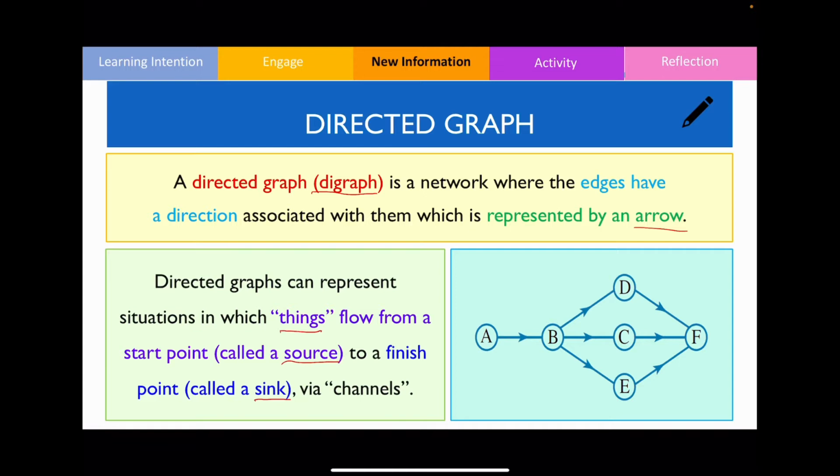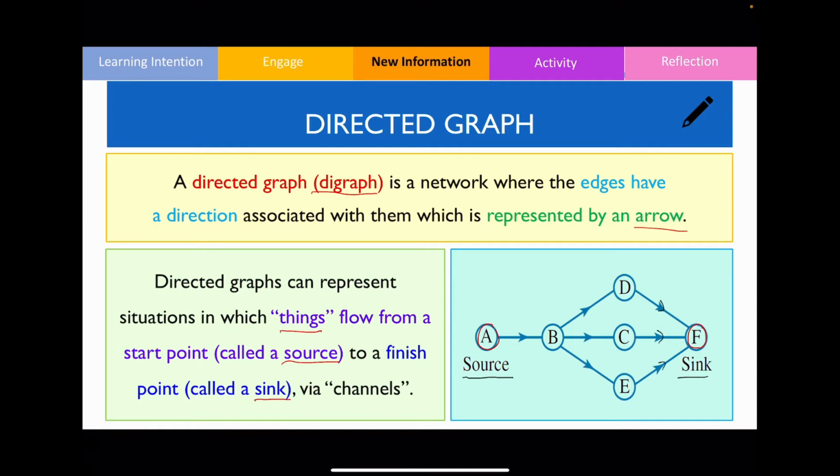So if you look at the example on the right hand side over here, the source is going to be vertex A and the sink is going to be vertex F. The source of a network is defined as the origin from which things flow through a network. So in this case, notice how everything is moving away from vertex A, whereas the sink is defined as the final destination to which things flow in the network. So in this case, notice how all the arrows end up at vertex F.